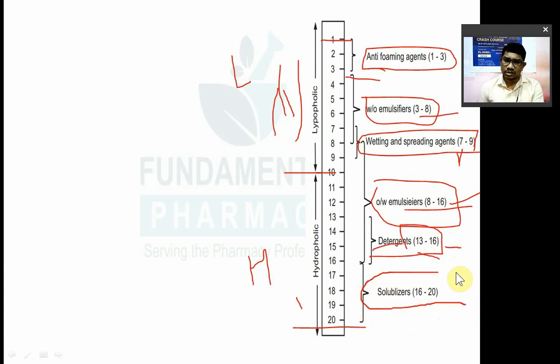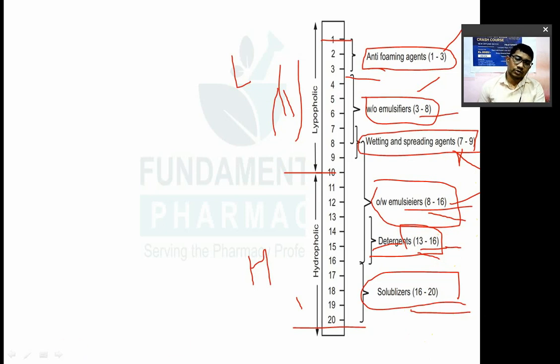So 16 to 20. बहुत बार क्वेश्चन आ चुका है इसके ऊपर, याद रखना है आपको. एंटी फॉर्मिंग एजेंट 1 to 3, WO emulsifier 3 to 8, है ना, वेटिंग एंड स्प्रेडिंग एजेंट 7 to 9, OW emulsifier 8 to 16, detergent 13 to 16, and solubilizers 16 to 20.